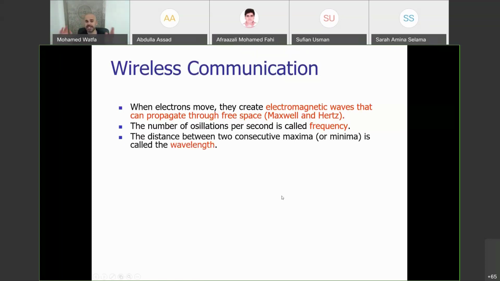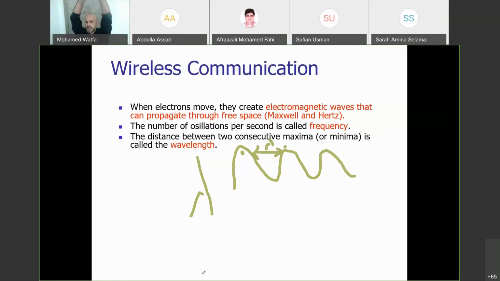Now the distance between the oscillations, two consecutive maxima. A sine wave is usually what the signal is. The distance between two maxima or minima is what we call lambda, basically the wavelength. How big is your wave? That's the distance between two consecutive maxima or minima.